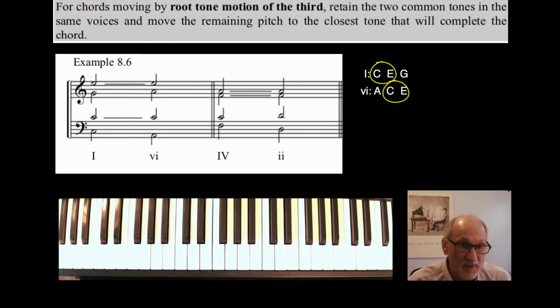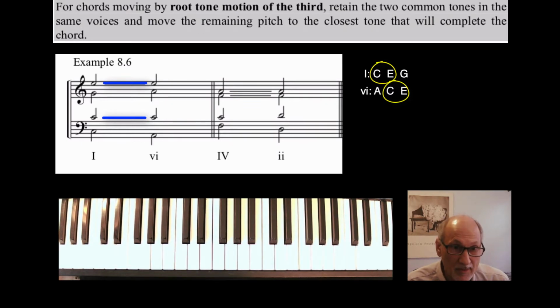So as you can see from the example, you locate those pitches, the C being in the tenor and the E being in the soprano, and you leave them in those voices when you go to the next chord. And then you really will only have one note, the alto, to move, and of course the bass pitch will be the root tone of the chord, as we've been doing all along.